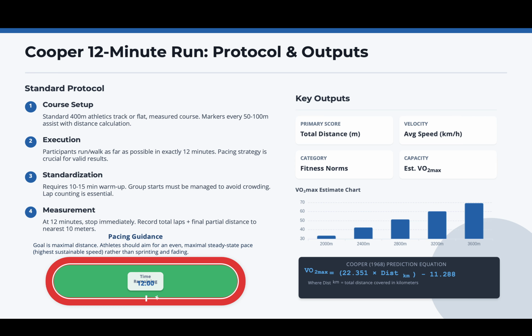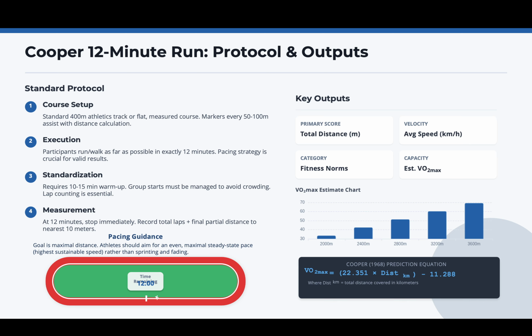You need pacing guidance. The goal is maximal distance. Athletes should aim for an even, maximal steady-state pace rather than sprinting and fading. The key outputs: the primary score is the total distance, the velocity is the average speed, the category is fitness norms, and the capacity is the estimated VO2 max.